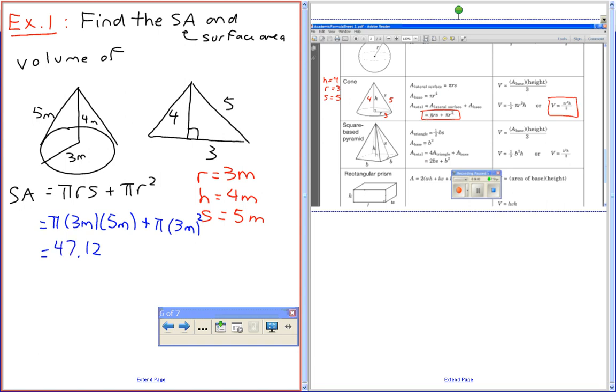Okay, good. Now, what's the units here and why? Why is it meter squared? Keep going.